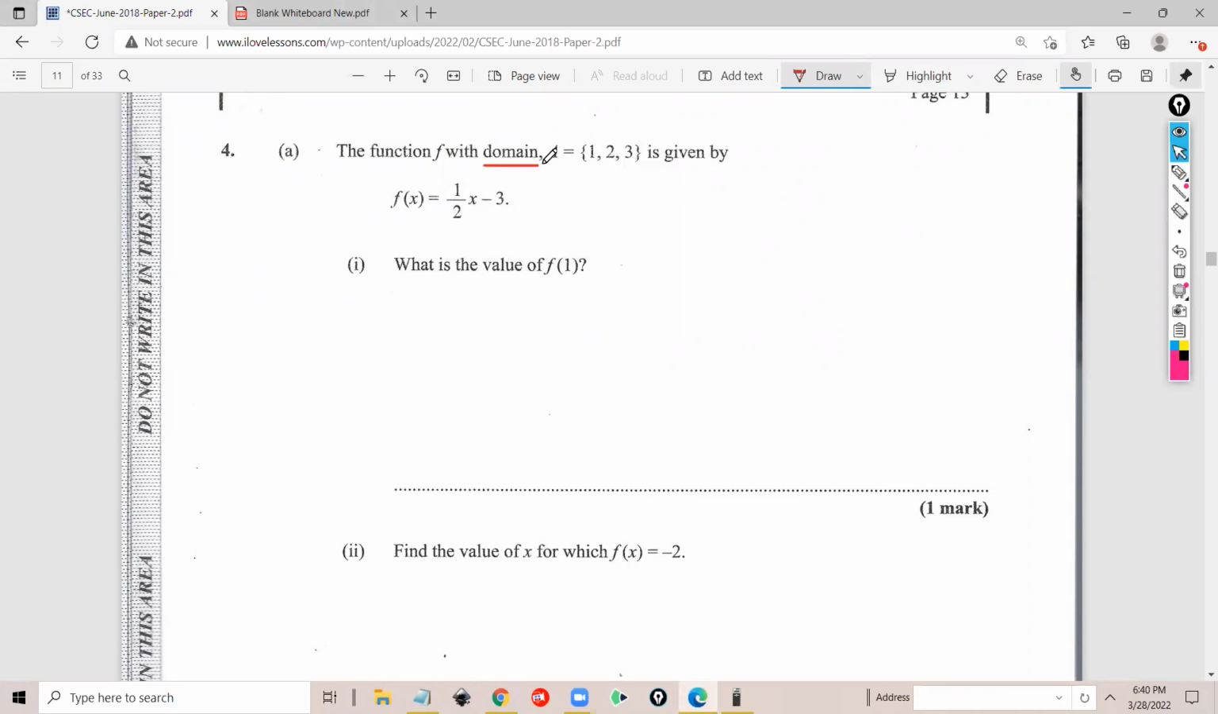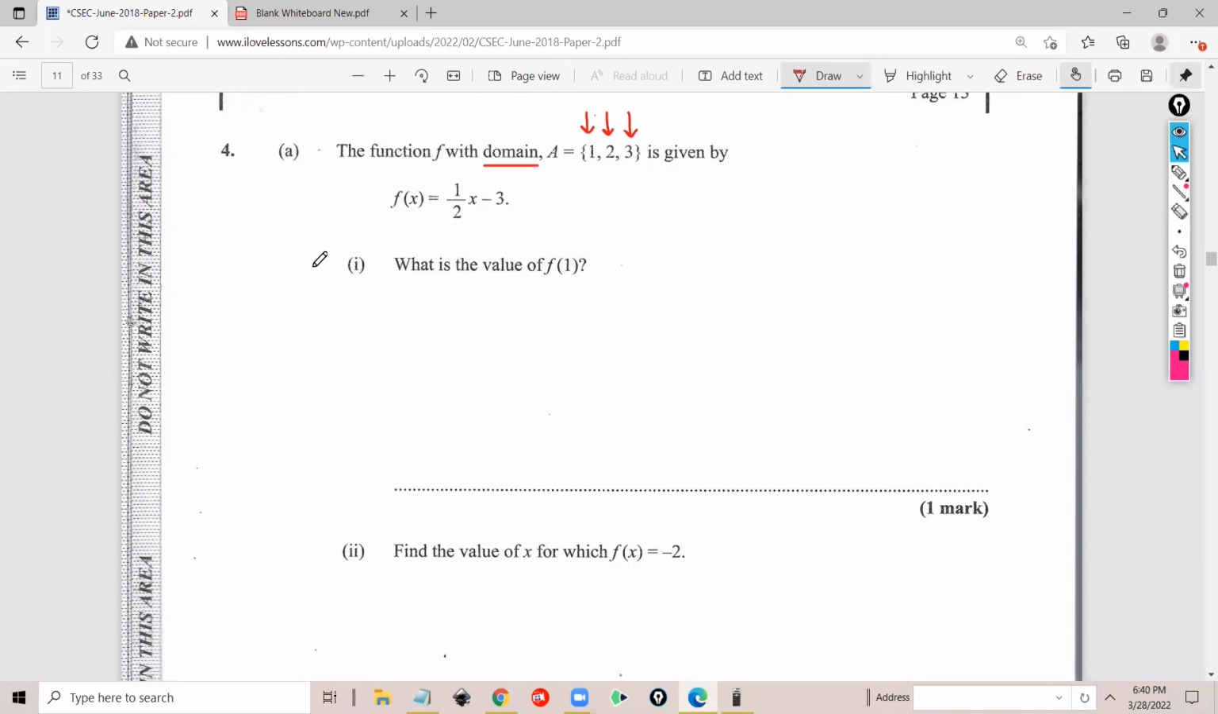Now, a domain is what you are allowed to replace x with. So for this function, you are only allowed to replace x with 1, 2, and 3. It's like somebody has lent you a function, and they give you some rules attached to it. So keep in mind, and that's going to be very important for the rest of the question, that you're only allowed to replace x with 1, 2, or 3 for whatever strange reason.